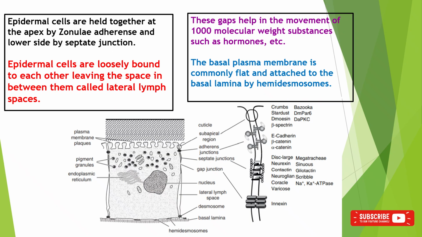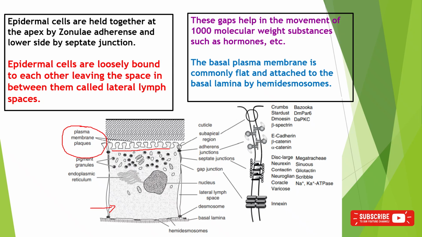Here you can see in this picture, this is the epidermal cell, and in the apical side or apical part, it forms the apical plasma membrane plaques. These are mainly involved in the secretion of the outer epicuticle and chitin fibers.